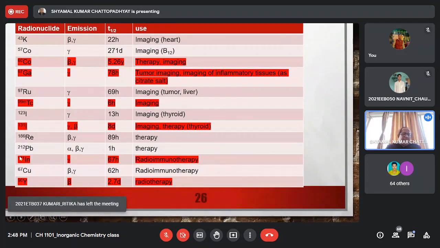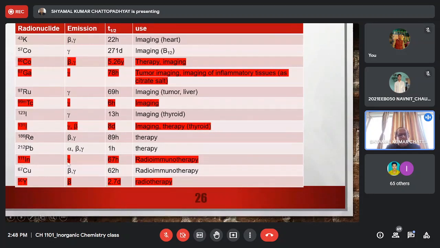Again, this is a relatively new isotope, indium 111. This is a pure gamma emitter, and it is used for radioimmunotherapy. So you can see that in terms of modern radiopharmaceuticals, two very important isotopes have come up. One is indium, which is a gamma emitter, right? And another is yttrium 90, a beta emitter, right, which can be used for radiotherapy.